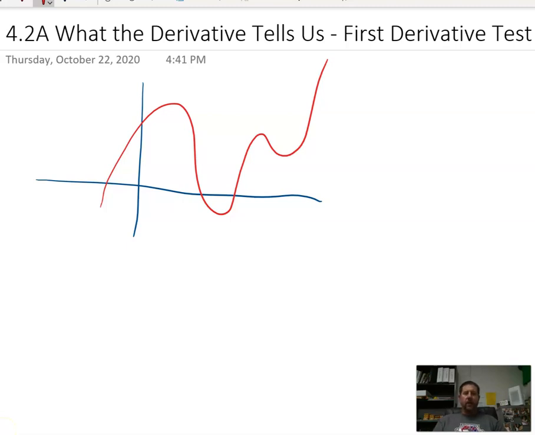And here we go again, another day working with derivatives. Today we're going to talk about what the derivative tells us about our functions, and we're going to learn specifically about the first derivative test. All right, so I have a function drawn for us, and we're going to first talk about what it means for a function to increase or decrease.